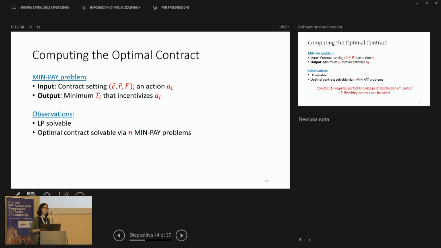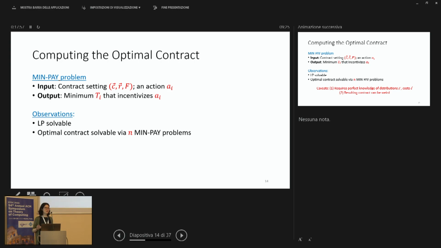And if you want to solve the more complicated problem of optimizing the contract, you can just solve n such min-pay problems, one for each action. Find out for each action how much you need to pay the agent to get them to take the action, go over all the actions and calculate what's going to be your revenue if you incentivize that action, and that's it.